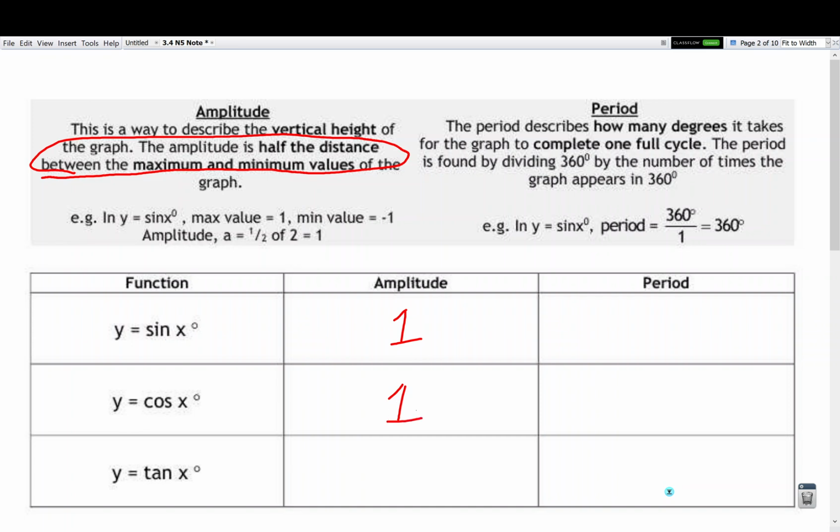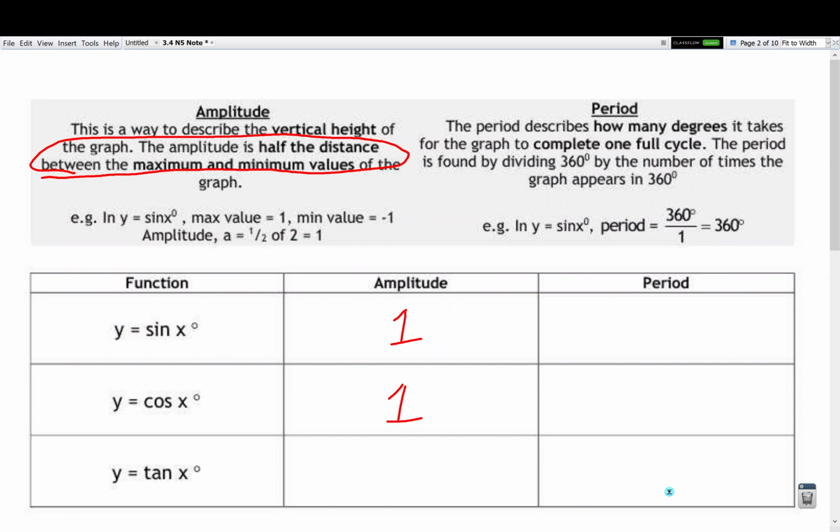The period of these, we'll deal with sine and cosine first, then we'll talk about tan. The period is how many degrees it takes for the graph to complete one full cycle, or one full wave, as we often refer to it. Okay, so you find this by dividing 360 degrees by the number of times the graph appears within that range of 0 to 360 degrees.